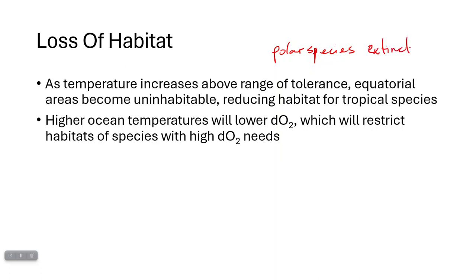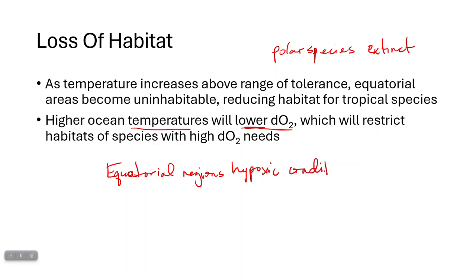Then remember the relationship between temperature of a liquid and how much dissolved oxygen or dissolved gases it can hold. As the temperatures go up, that means the dissolved oxygen goes down, and then any species that has high needs for dissolved oxygen would then have lower habitat, especially in the warmest oceans, so equatorial regions, the tropics, would have more hypoxic conditions and therefore would be less favorable habitats.